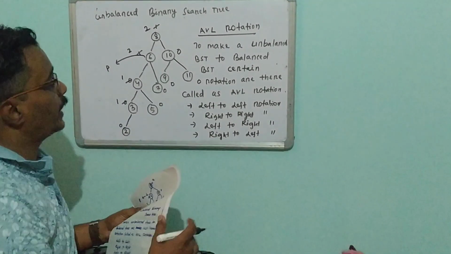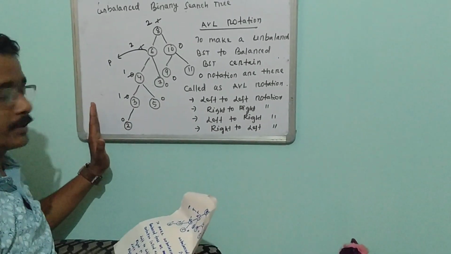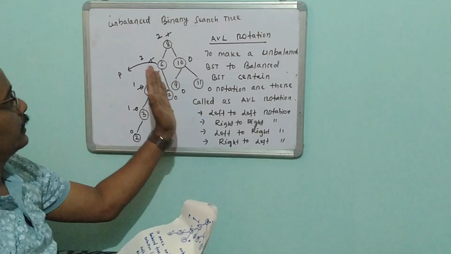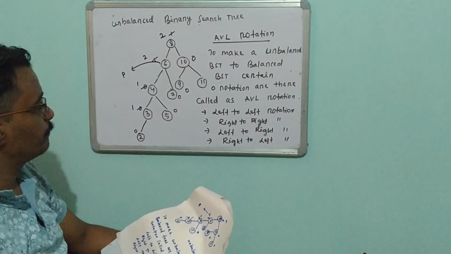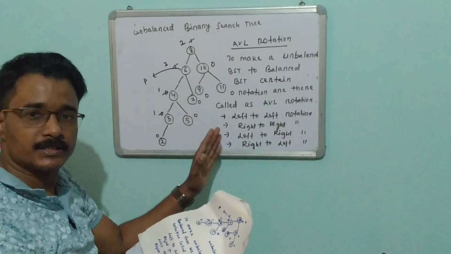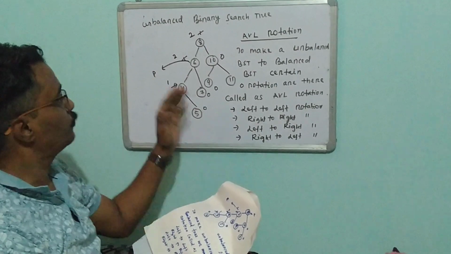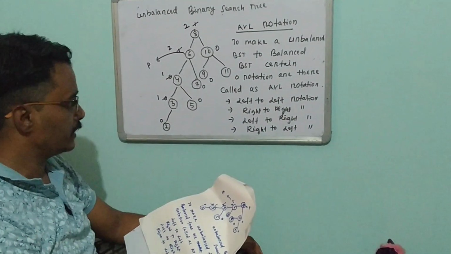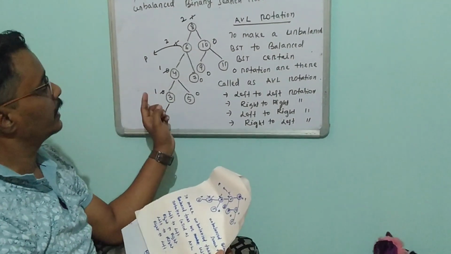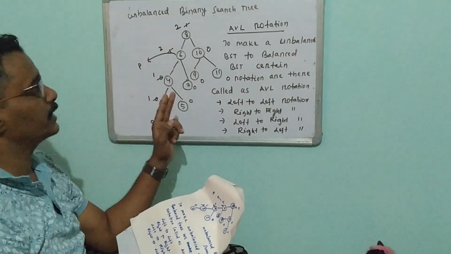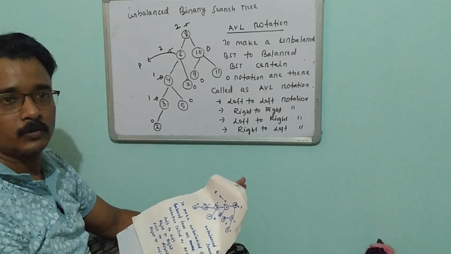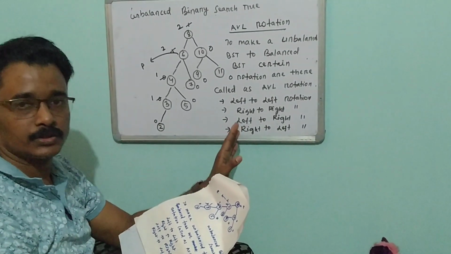What is left to left rotation? Whenever the left part of the left subtree is heavy, we make a left to left rotation to make the unbalanced binary tree balanced. Right to right rotation: whenever the right part of the right subtree is heavy, we make a right to right rotation. And left to right rotation: whenever the right part of the left subtree is heavy, we make a left to right rotation. And obviously the opposite case is vice versa. So we will discuss AVL rotation in the next class.